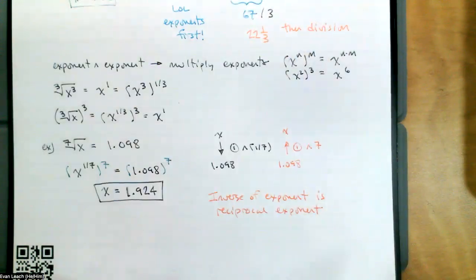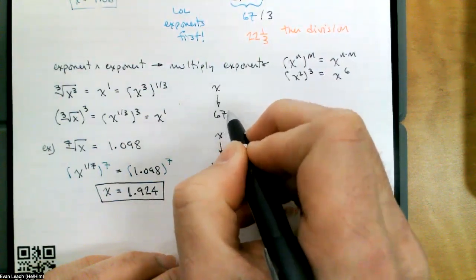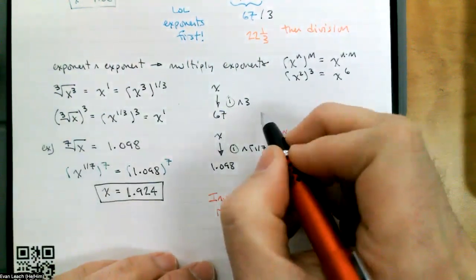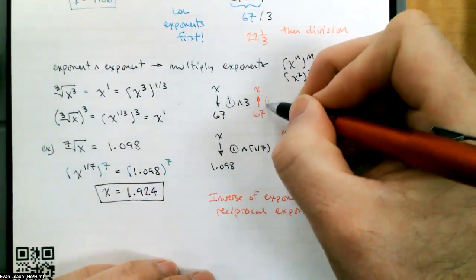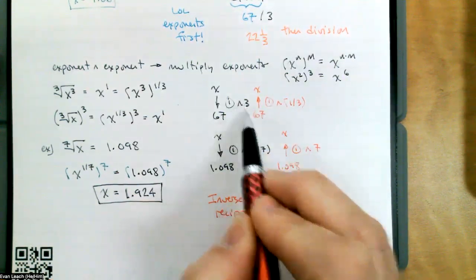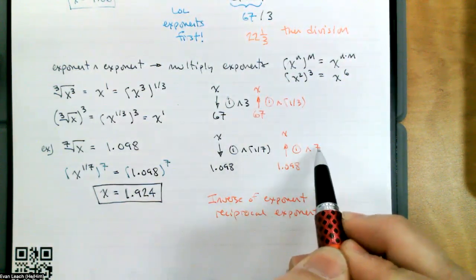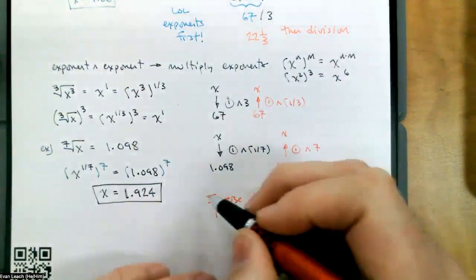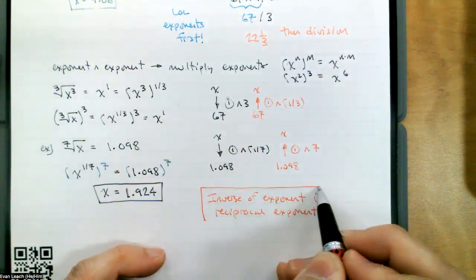So in these equations up here, when we had x cubed equals 67, the operation was we raised to the 3rd power. So the inverse of this, to turn 67 back into an x, is a 1/3 power. Inverse of an exponent is the reciprocal exponent. This way I don't have to mess with these radicals.